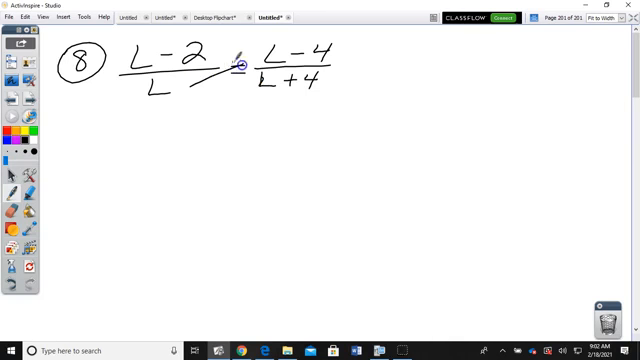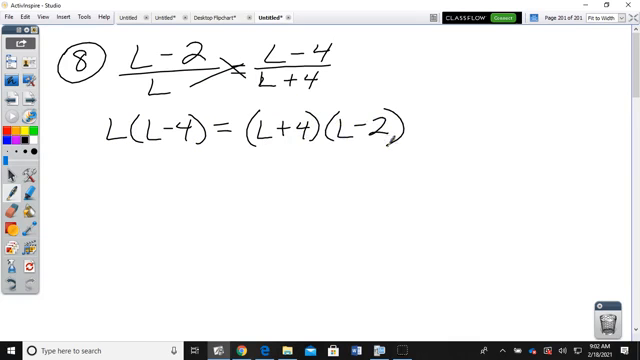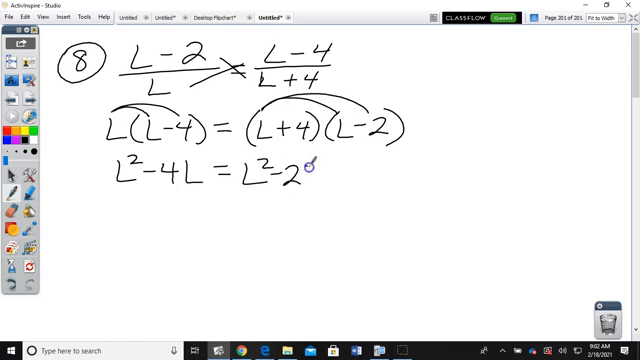Alright, so cross multiply once again. L times L minus 4 equals L plus 4 times L minus 2. Distribute. L squared minus 4L. L times L is L squared. L times negative 2 is negative 2L. 4 times L is 4L. And 4 times negative 2 is negative 8.